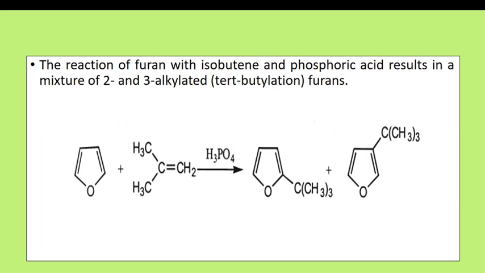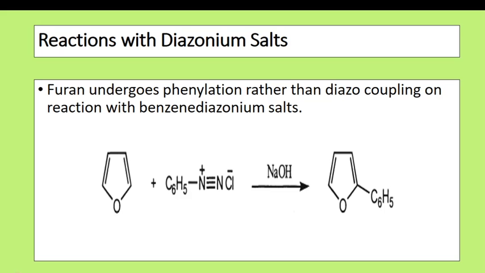The reaction of furan with isobutene and phosphoric acid results in the mixture of 2 and 3 alkylated, that is tertiary butylation of furans. Tertiary butyl group attacks at second and third position. So there is possibility to get two different products in the reaction mixture.